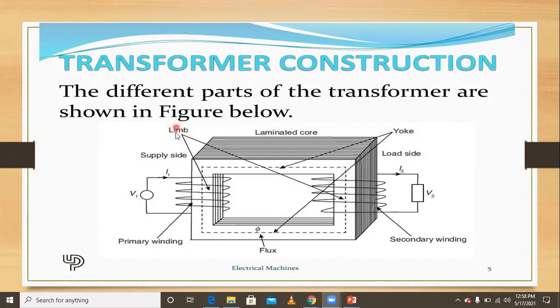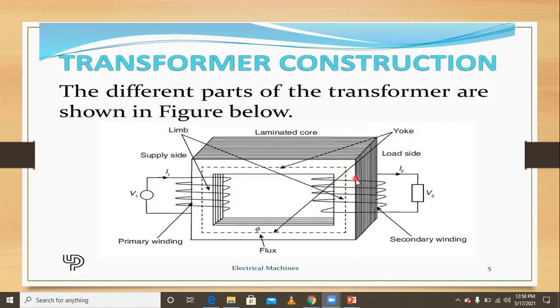The vertical core is called limb. And the horizontal core is called yoke. This horizontal one is called yoke, and the vertical one is called limb.